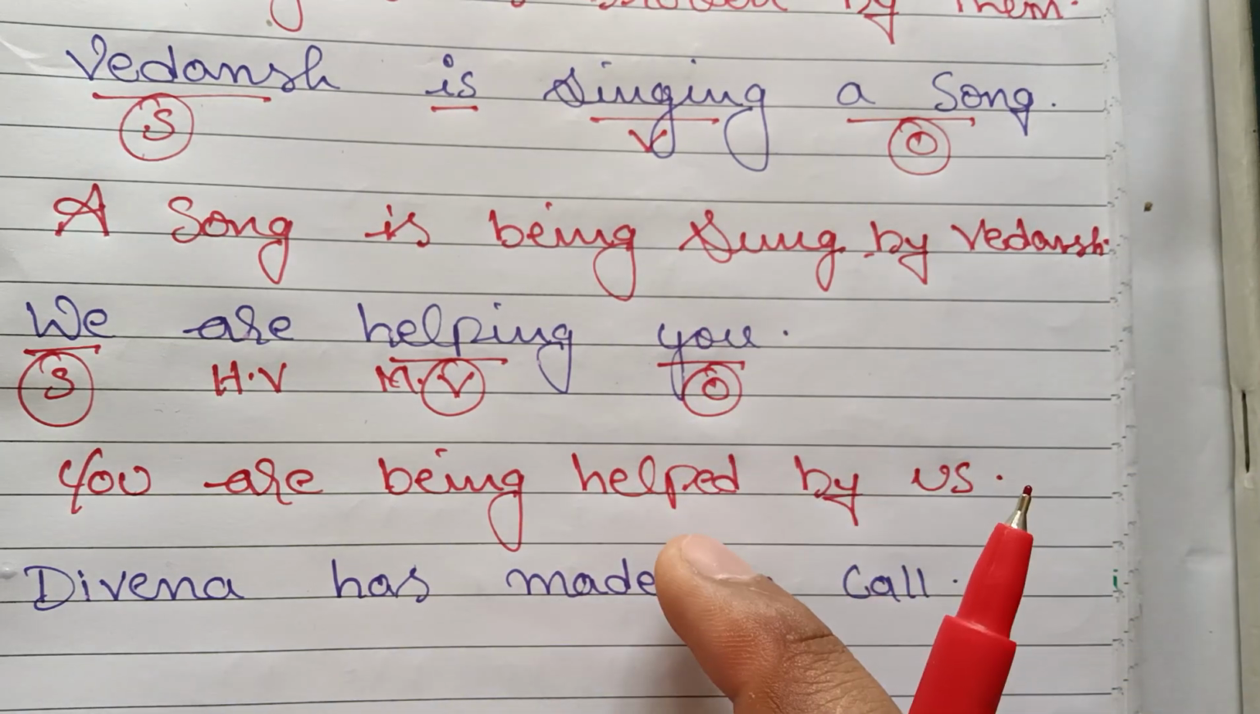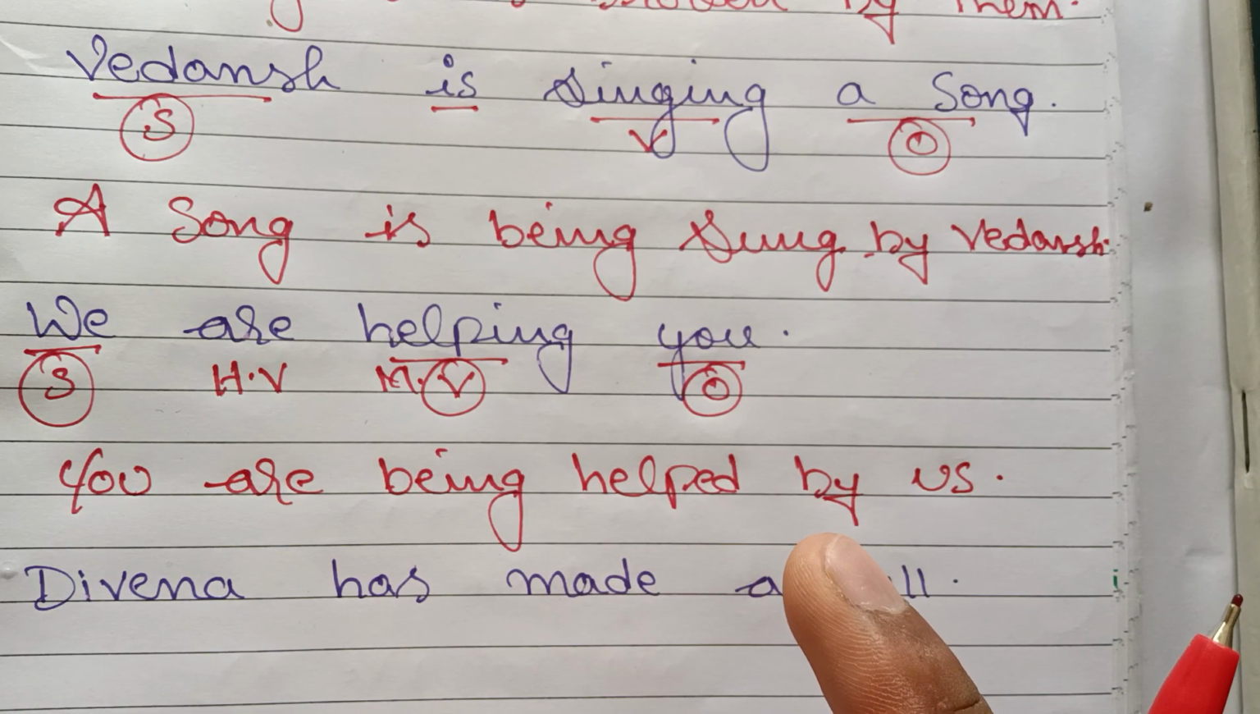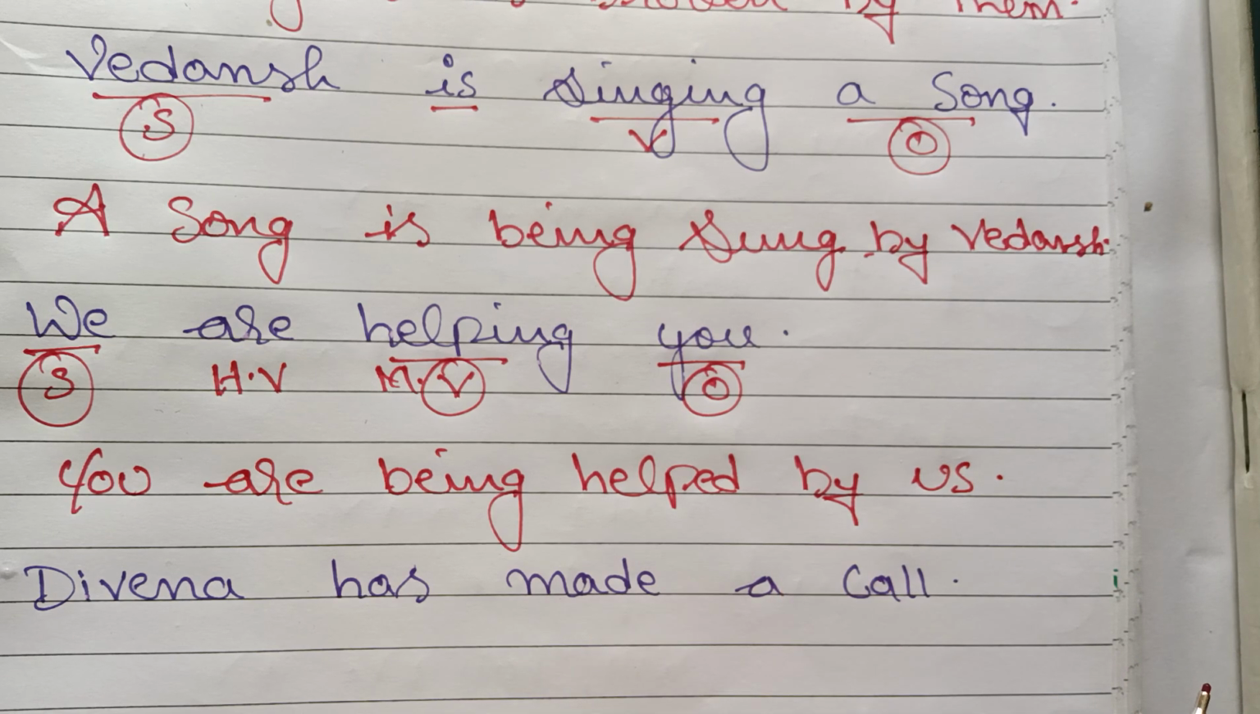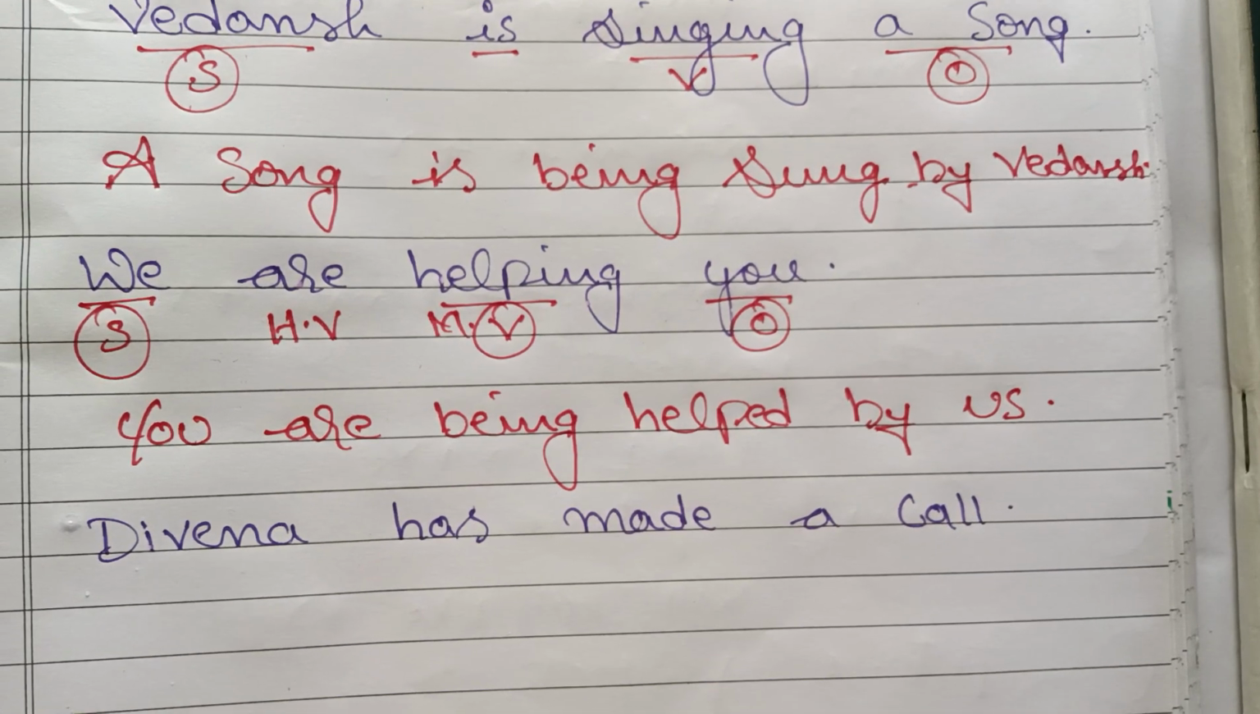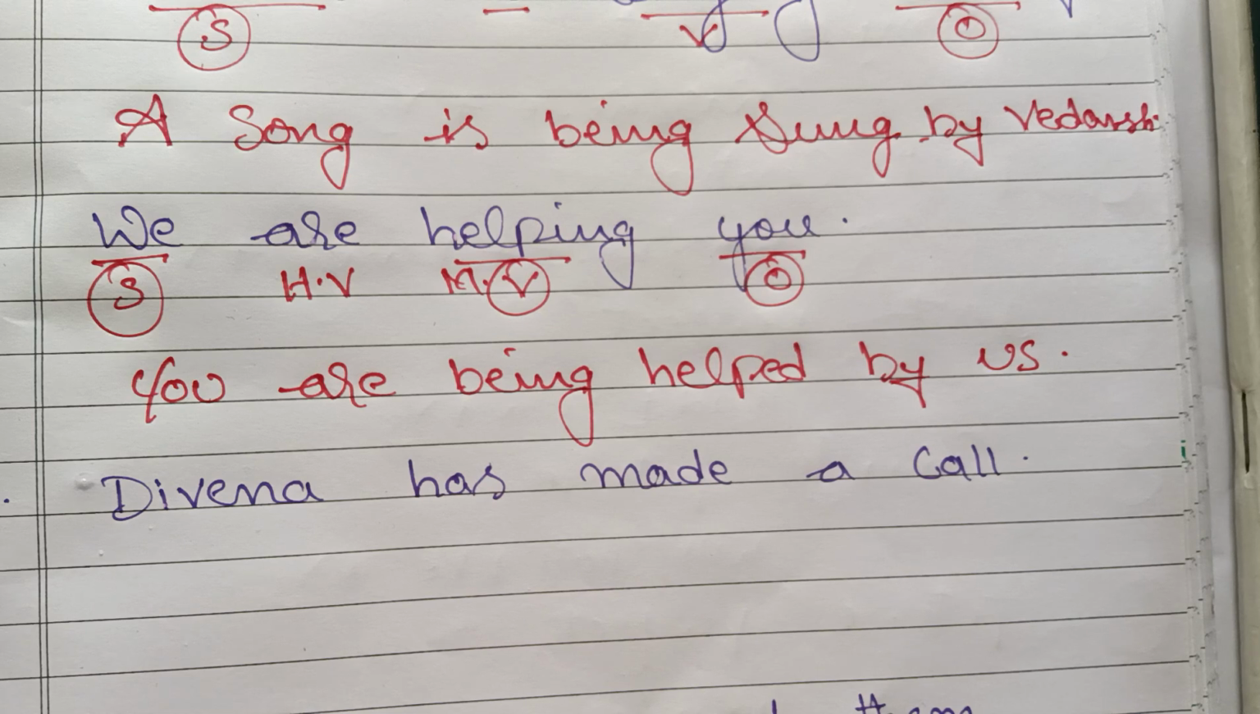So active voice can be changed into passive voice by applying the previous rules. 6 rules. Change of the subject into object, object into subject. Always use V3. Third one, use by. And very importantly, identify the tense, identify the verb, identify the subject, singular or plural. Very good. Next one, Divina has made a call.